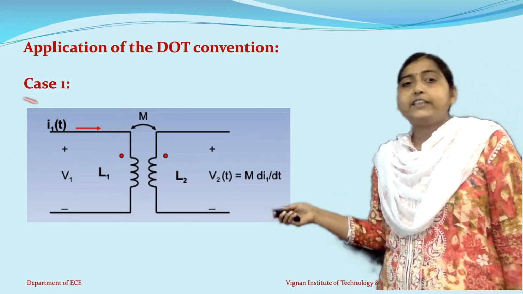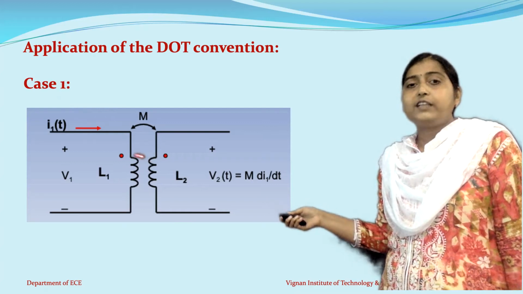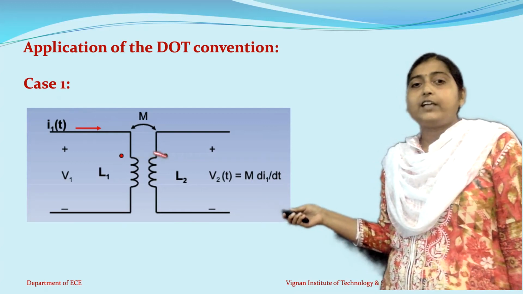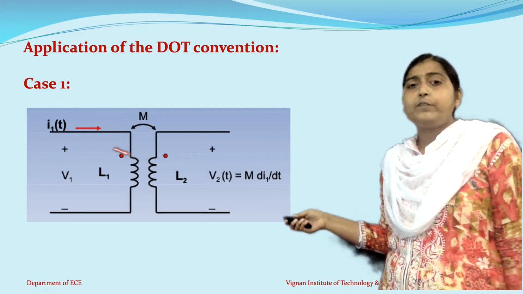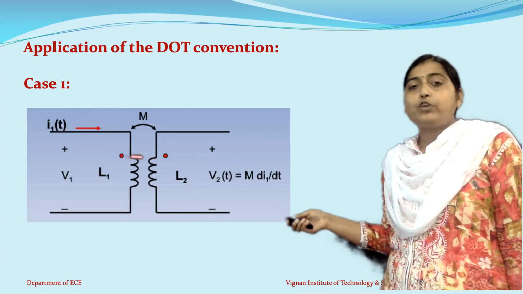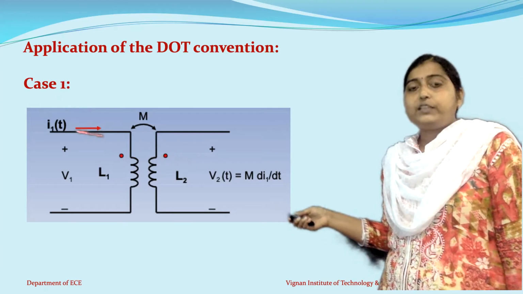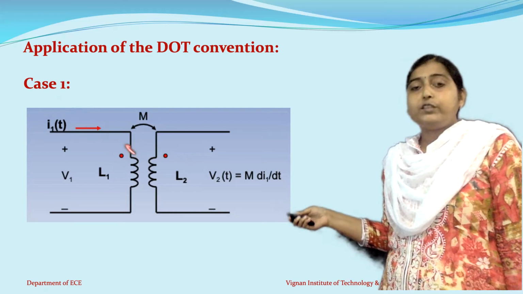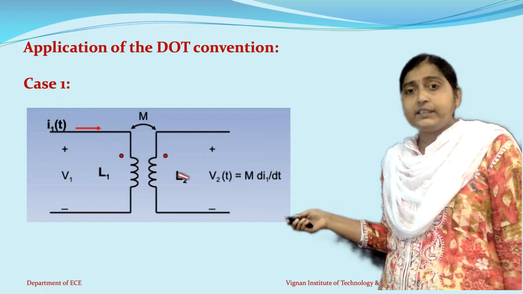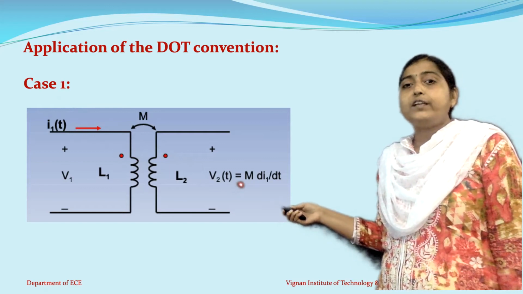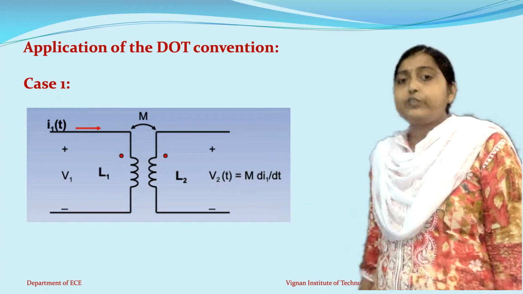Now in case 1, the dots in the inductor coils L1 and L2 are placed at the top corner here. If you see the red dot, it is placed on L1 top and L2 top. Now according to this convention, the current for both the inductors will be entering the dot. Hence, the direction of the mutual inductance will be taken as positive. I hope it is clear to everyone.